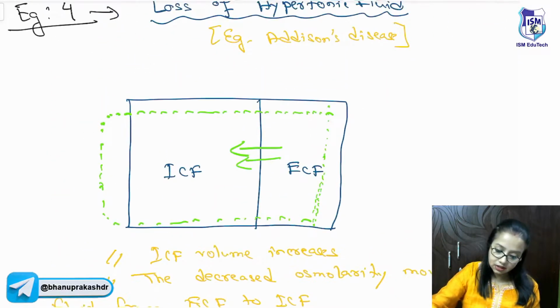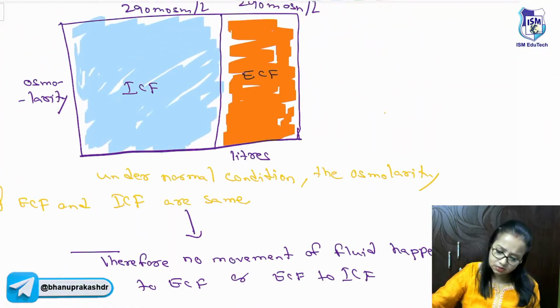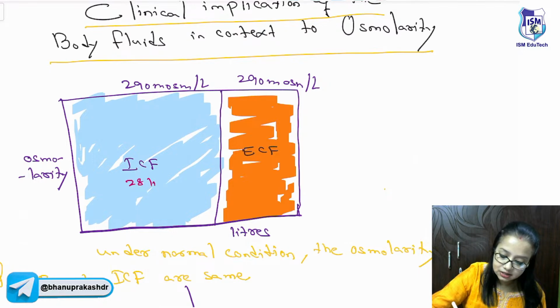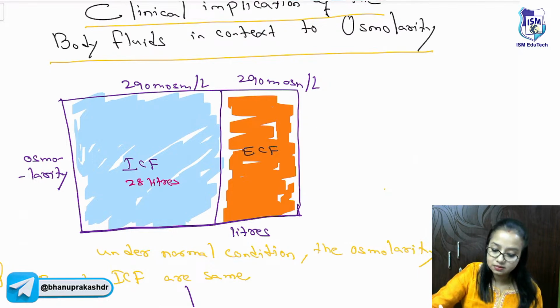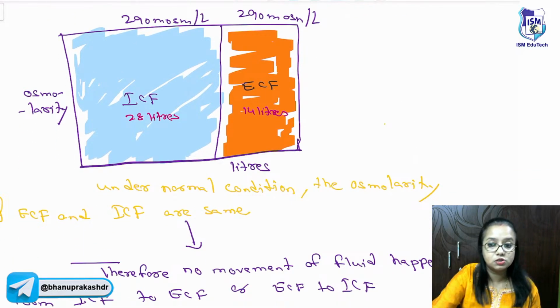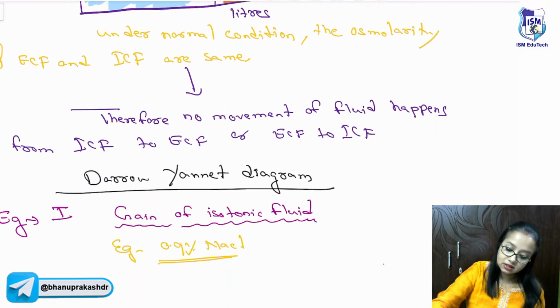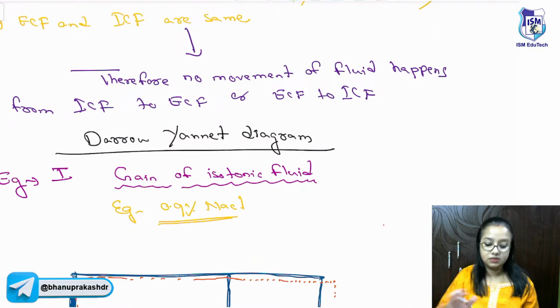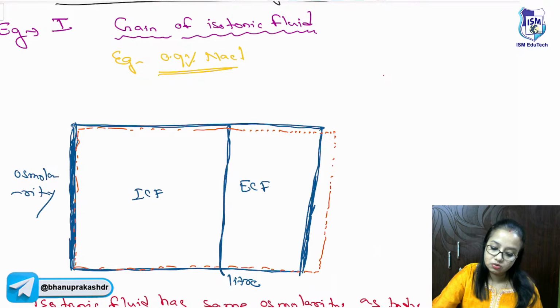So once again, if we revise, because it's a very conceptual thing, what do we know? This is the cell. We have 28 liters of body fluid in the ICF and 14 liters of body fluid in the ECF. Under normal osmotic conditions, there is no movement of fluid from ICF to ECF and ECF to ICF. But during different clinical conditions, when the body is gaining or losing fluid, there is a shift in the compartment. Okay. What is the first scenario?